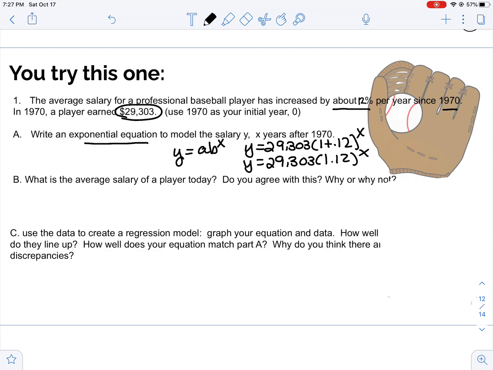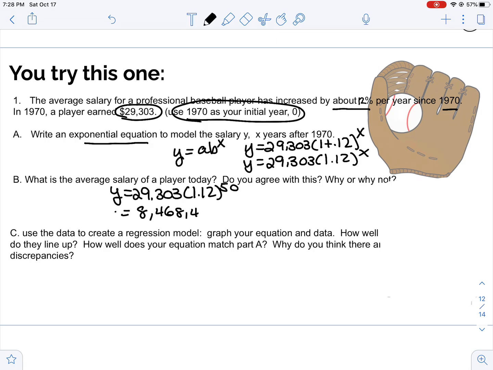Okay, what is the average salary of a player today? Well, this is where it's important. Since 1970 is the initial year zero, and currently, as of this video, it's 2020, that means that 50 years have gone by. So when I go to use my model, I am going to substitute in 50 for my years. Now that gives us about 8,468,631 and 17 cents.